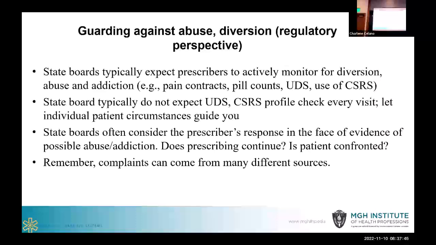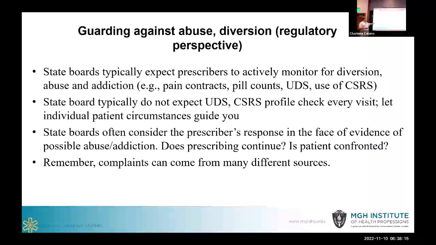But if you have systems to identify most of them, then that's probably the best that any of us can do. And state boards are going to look for, what did you do in the face of evidence? What did you do when that prescription drug monitoring system showed you that somebody was getting medications from another prescriber? What do you do when there's no opioid on the urine drug screen, and yet you're prescribing someone a regular opioid prescription? What is the treatment that you provide?